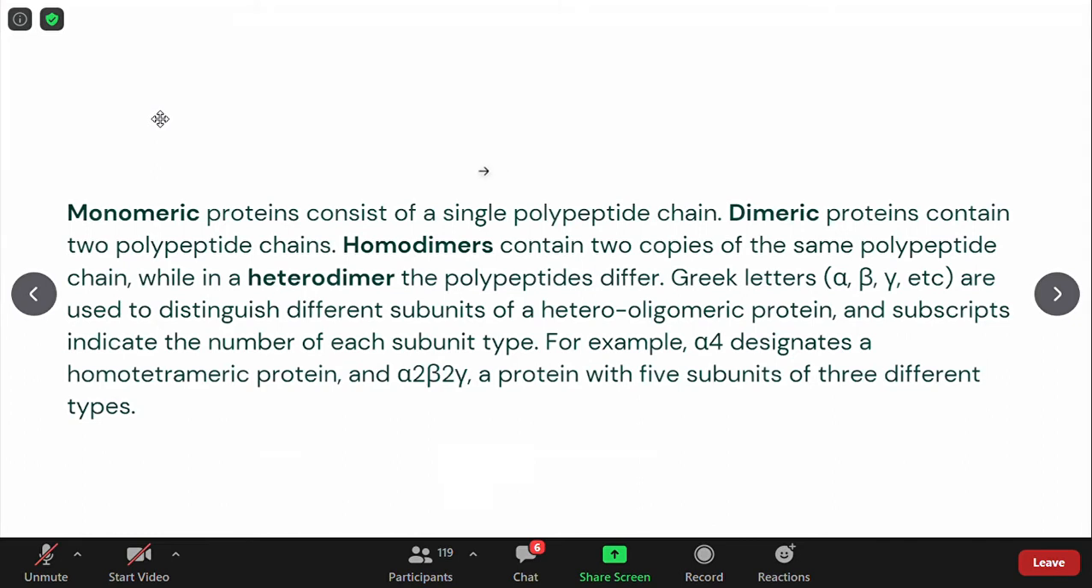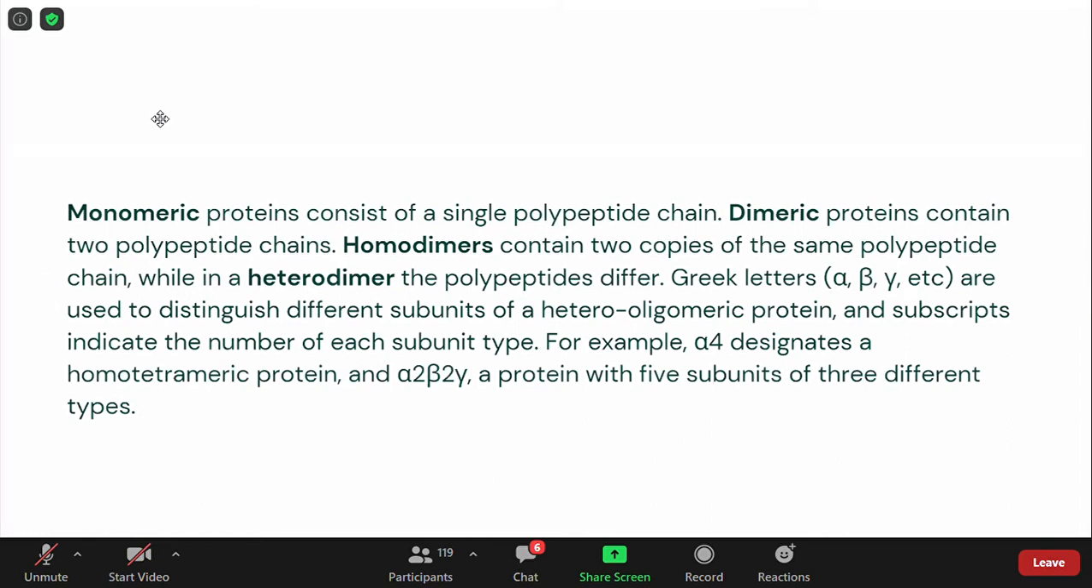Okay. Now, when we say dimeric, it does not tell us whether the two polypeptides are the same. It could be two different polypeptides. But when you say homodimers, the polypeptides there are the same. They are the same. Okay? And if they are not the same, we call it heterodimer. Heterodimer.